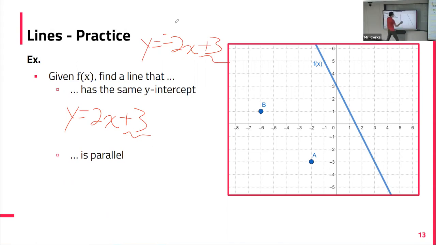So that will give us this one. This is not the only way to do this. Can someone give me a different line that has the same intercept but a different slope?